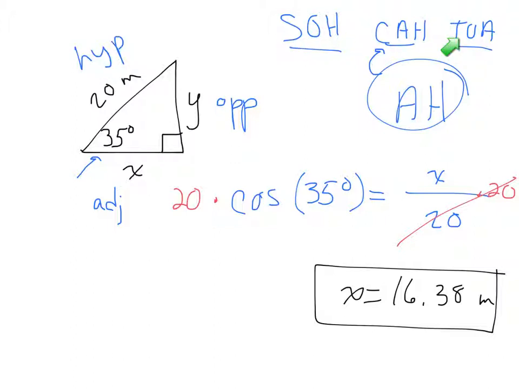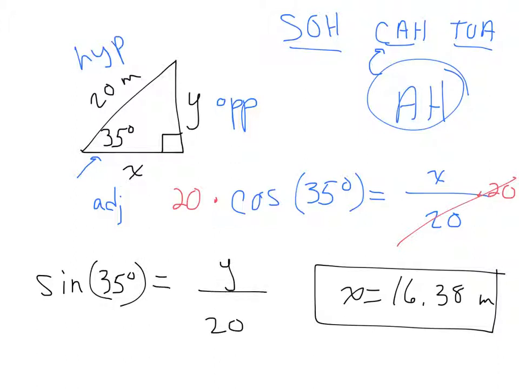Which of these three functions should I use for hypotenuse and opposite? Which one has an H and an O in it? Which one of those three, Kira? Sine. There's the opposite, and there's the hypotenuse. So I'm going to use sine. I write sine of 35 equals opposite over hypotenuse.